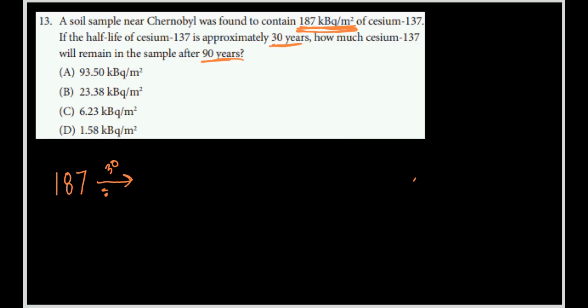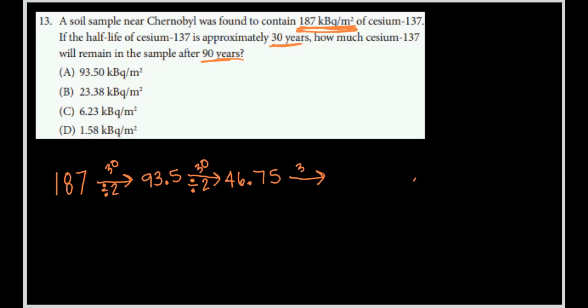187 by 2, and I'm going to get 93.5. Okay, so after 30 years have passed, we have 93.5 whatevers of cesium. Then I'm going to divide 93.5 again, and that's another 30 years going by. And I'm going to divide it again by 2, and I'm going to get 46.75. Okay, that's 60 years have gone by, so I need to do one more.